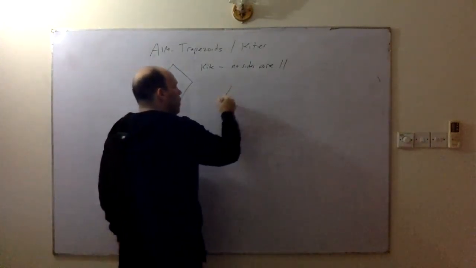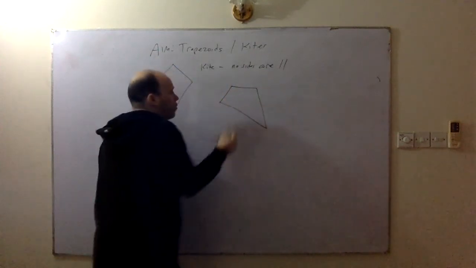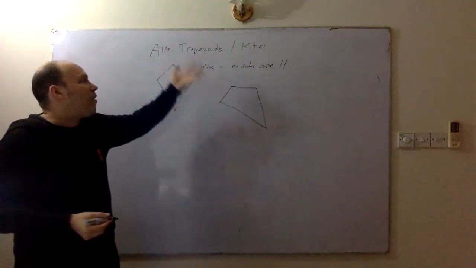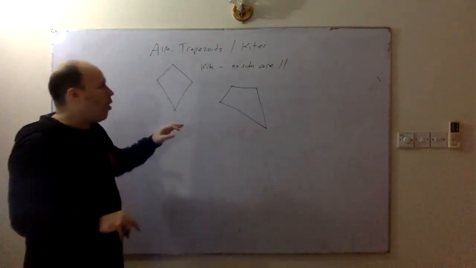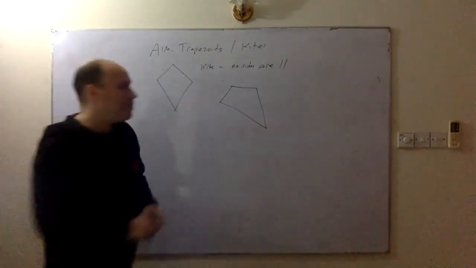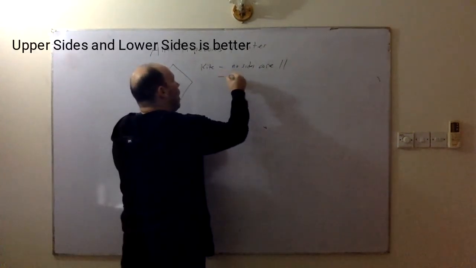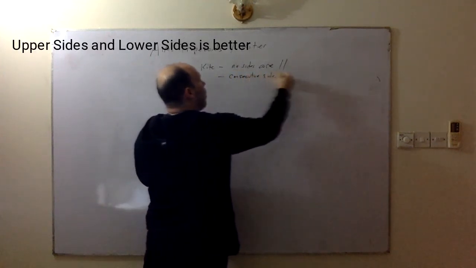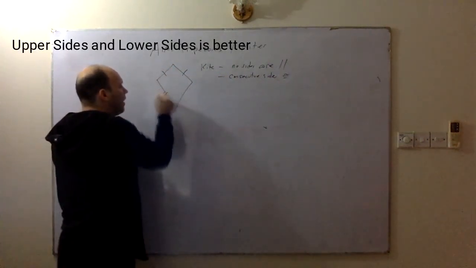Not parallel, not parallel, not parallel, not parallel. Here's another shape, I think they call it a trapezium in America. I'm not sure what they call it in England. Anyway, we're going to look at a special kind of kite. No sides are parallel, but you'll notice the consecutive sides are congruent. This side is congruent to this, and this side is congruent to this side.